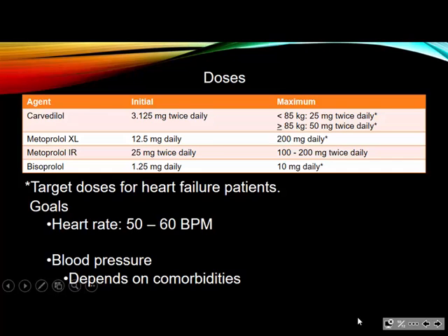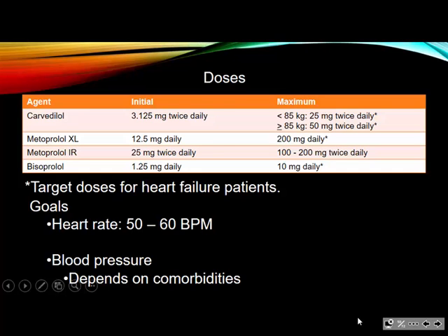The other thing that you talked about just a few minutes ago was that some of these are preferred for patients with heart failure. So the ones that are preferred for those people with a low ejection fraction are going to be carvedilol, metoprolol XL, and bisoprolol. And so here we have initial doses and then the doses that we would titrate to.